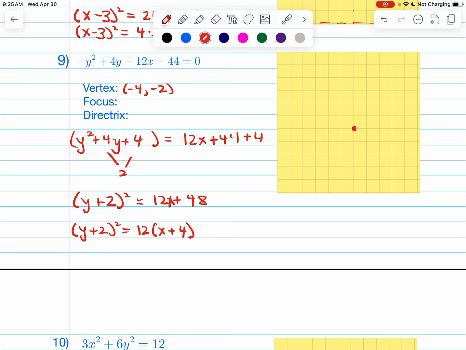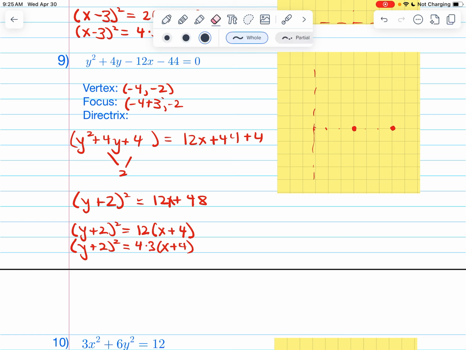Now the focus, here's what I've got. I've got 4 times 3, x plus 4. So I'm going to go 3 to the right, 1, 2, 3. There's the focus. The directrix, 1, 2, 3. Here's the directrix. Okay. So the focus, negative 4 plus 3, negative 2. And the directrix, x equals negative 4 minus 3. Okay, and so this parabola opens like this.